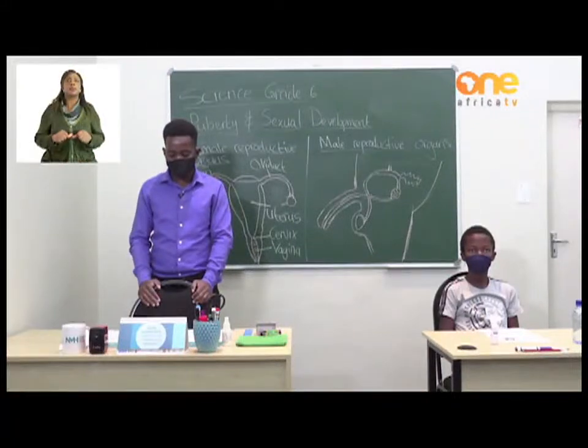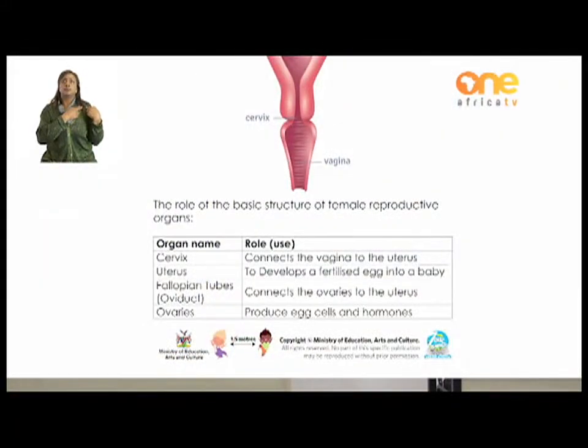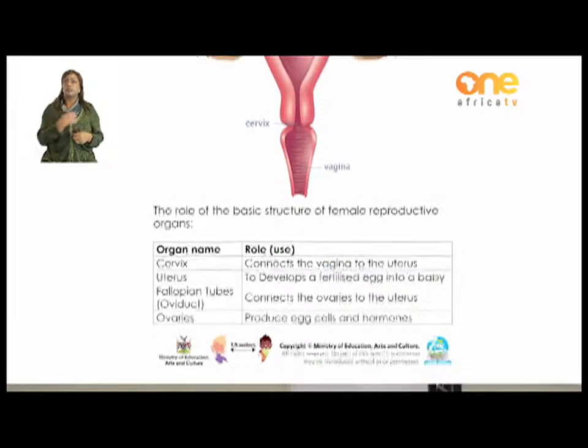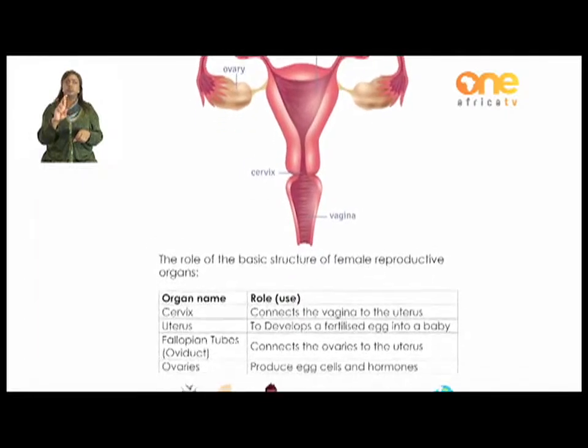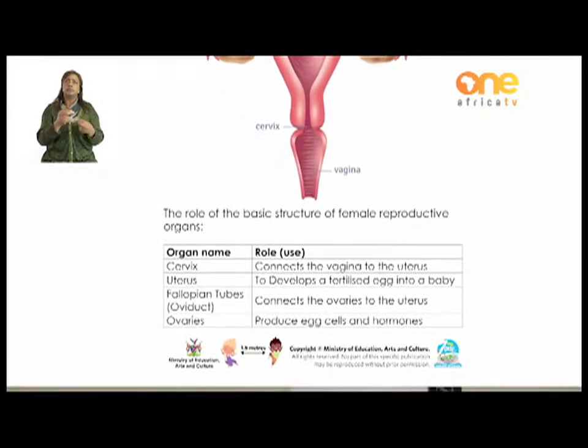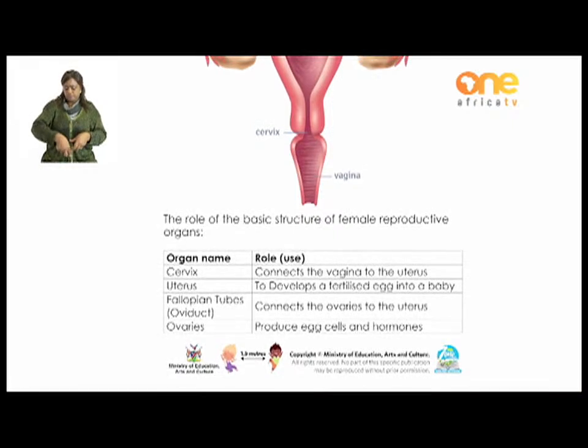Let us now look at the role of the basic structures of the female reproductive organs. Right at the bottom of page 19, you have a table that shows us the organ name as well as its role or use. The cervix is responsible for connecting the vagina to the uterus. The uterus develops a fertilized egg into a baby, while the fallopian tubes or oviduct connect the ovaries to the uterus, and the ovaries produce egg cells and hormones.